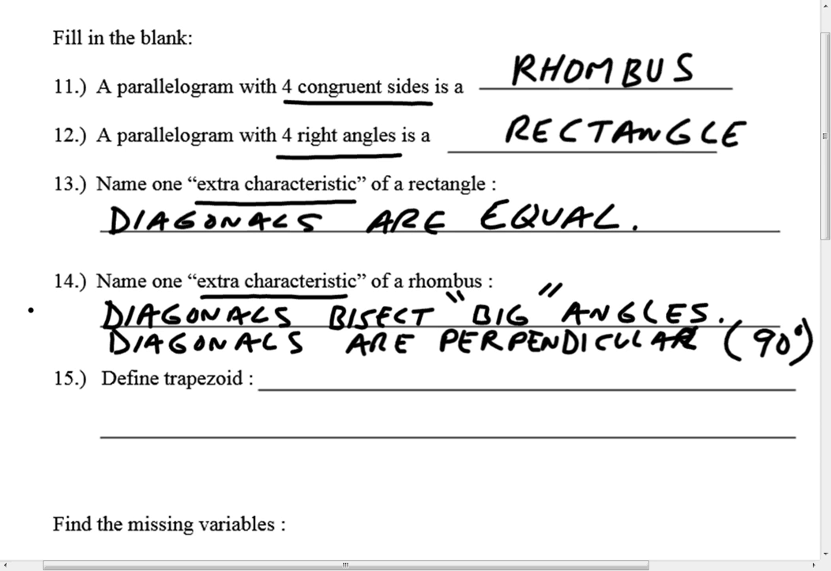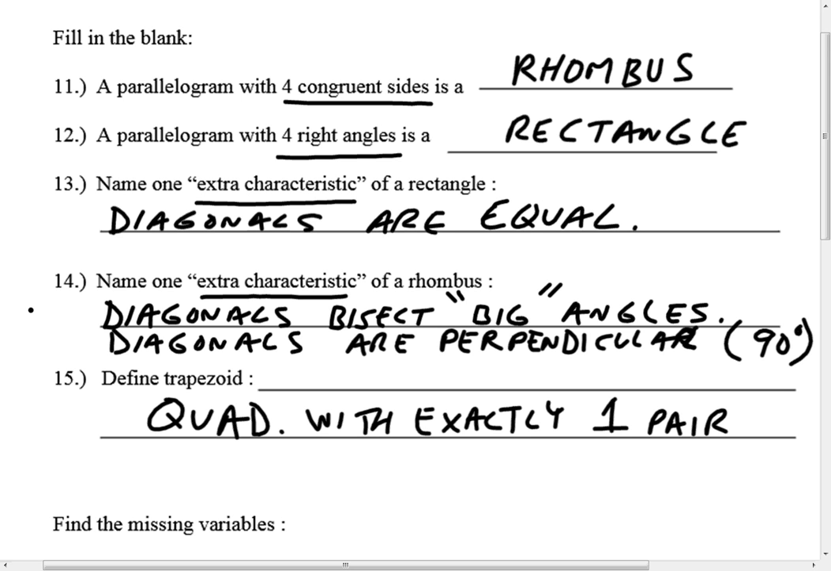What's the definition of a trapezoid? All right, and let's make it a little more specific. It's a quadrilateral with exactly one pair of parallel sides.